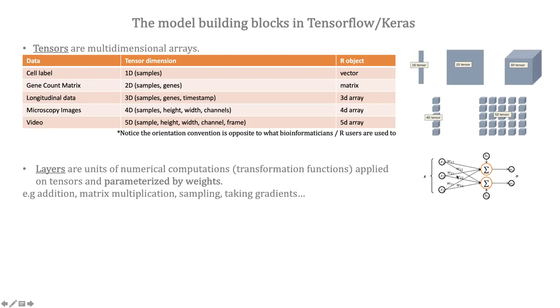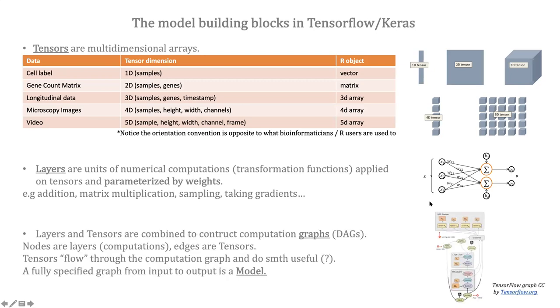And here, for example, you can see a very simple scenario where you have three different inputs that are parameterized by specific weights. Then you take the summation of those. So this would be a transformation function, a Keras layer. You're adding some bias term, and then these are going to give you your output.